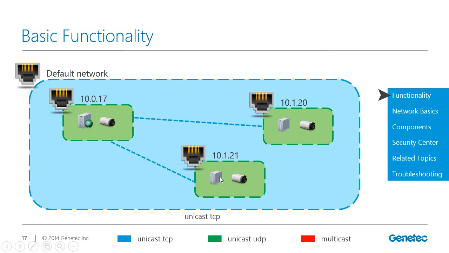Now let's say the network connection going over to the other building is only unicast TCP. Note that it's in blue here. Now we'll take a look at what this means in the next section, but for now we just need to know that this isn't the best thing for our video flow and efficiency.